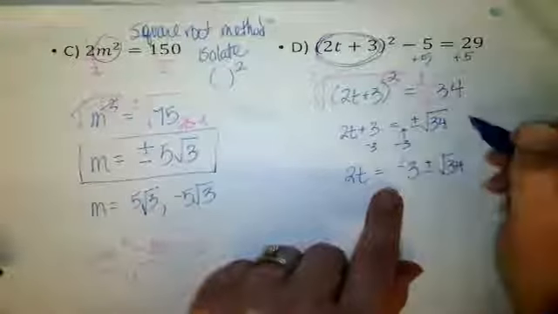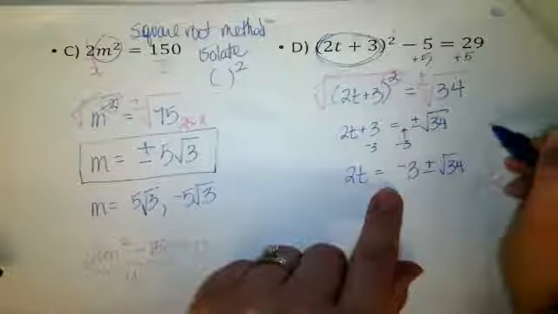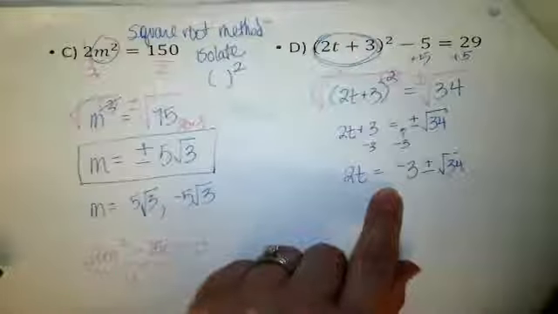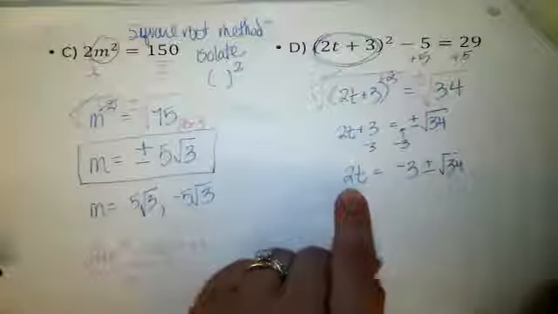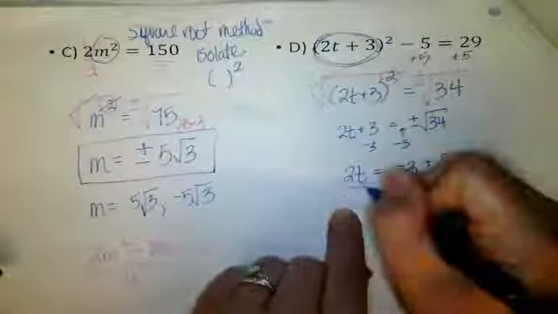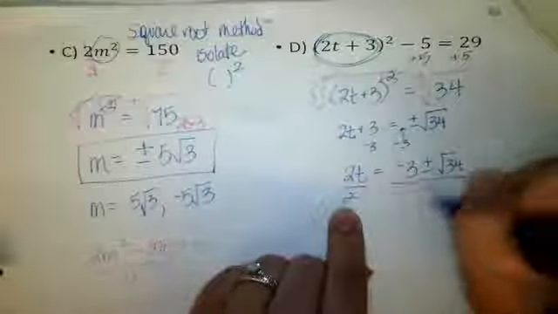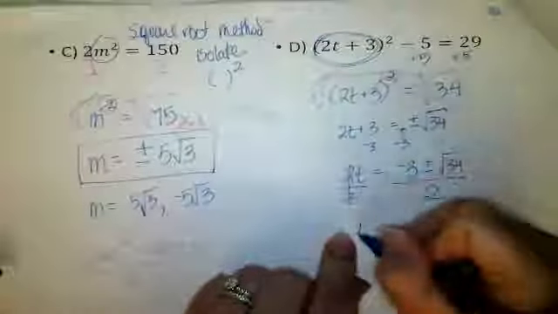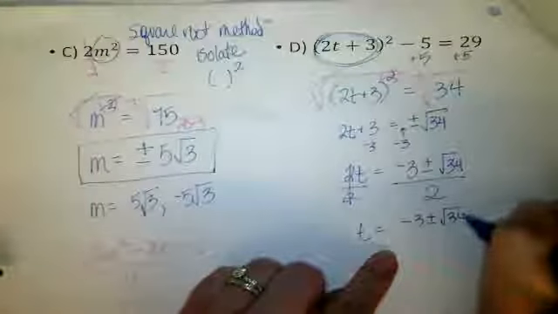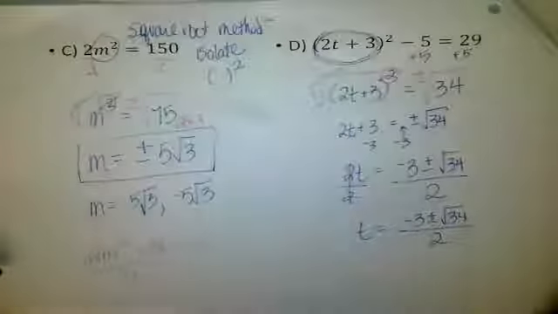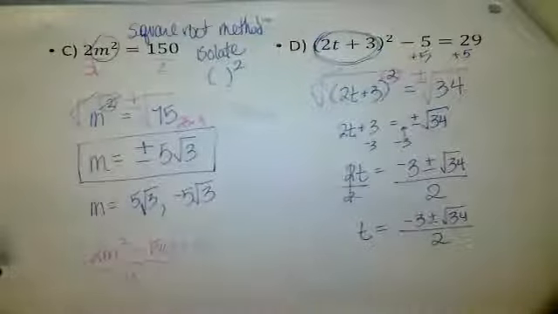You could put it on the outside here. You could do subtract 3 if you wanted to. This is just the traditional way you'll see it. And then how do you get t by itself? Divide everything by 2. And so you could just write it like this, negative 3 plus or minus radical 34, all divided by 2. It's a lovely answer if you want it that way.